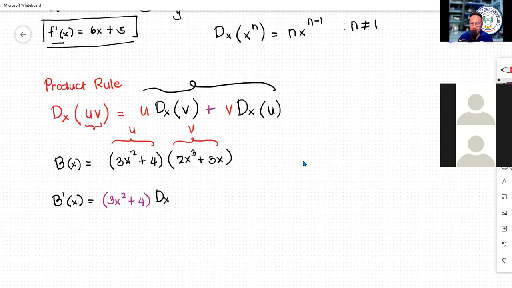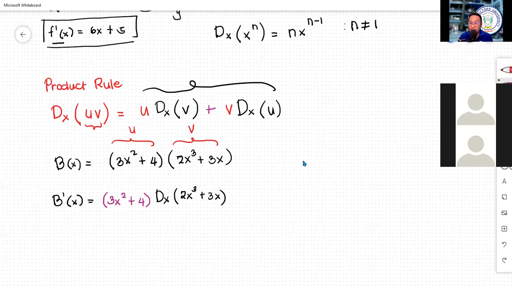Our v is 2x cubed plus, sorry, the other whiteboards are like that, when you write things it auto-detects. I was actually looking for the settings but I couldn't find them. Anyway, so let's continue.